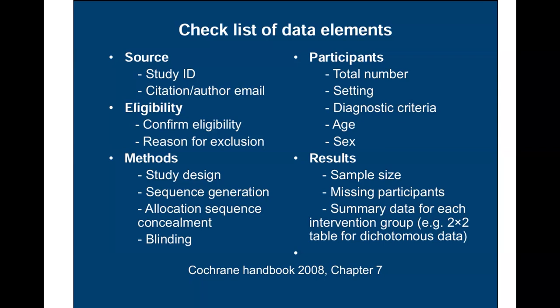Age, we all know, has implications on multiple things like body physiology, pharmacokinetics, ADME. So it impacts absorption, distribution, metabolism, and excretion. Then sex difference is there. Then results. So what is the sample size? Missing participants is very, very important. How many were randomized and how many were finally analyzed? Then summary data for each of the intervention groups, let it be a 2x2 table or dichotomous data.